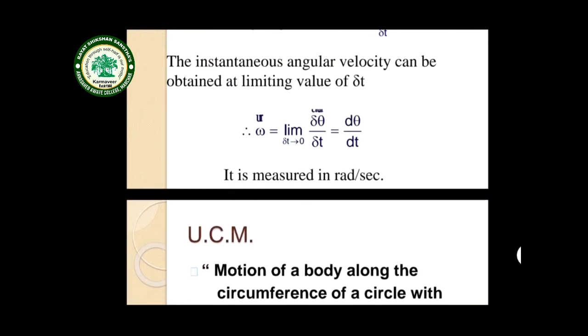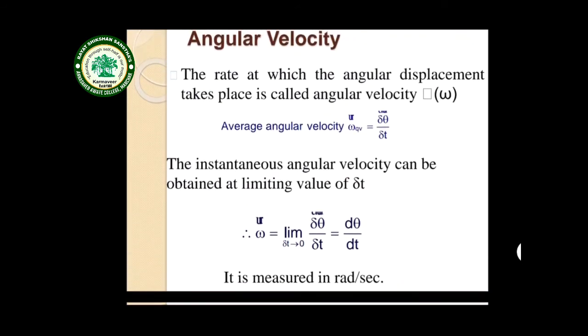After that, the instantaneous angular velocity can be obtained by taking the limiting value of this dt. So we can write omega is equal to, putting it in a limit, d theta by dt. It is measured in radians per second.